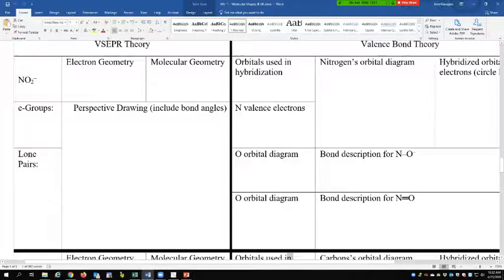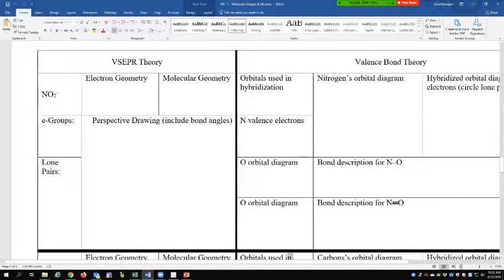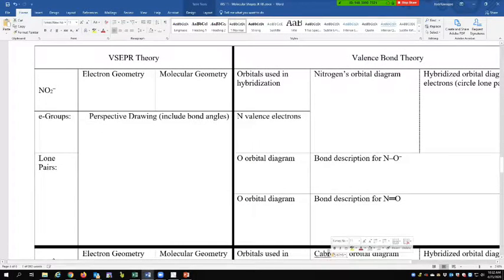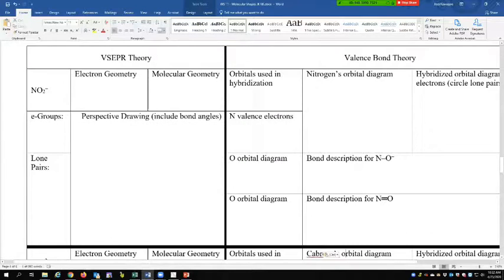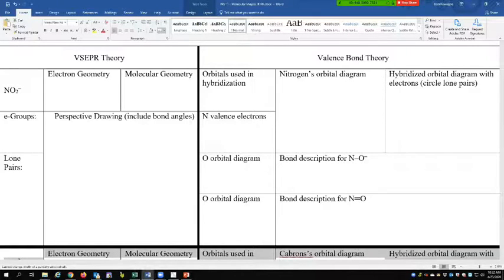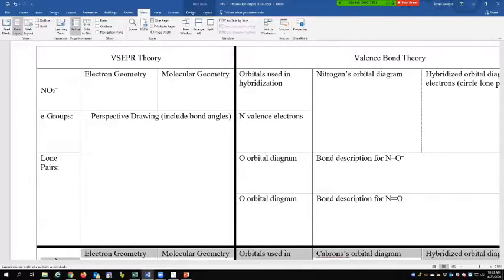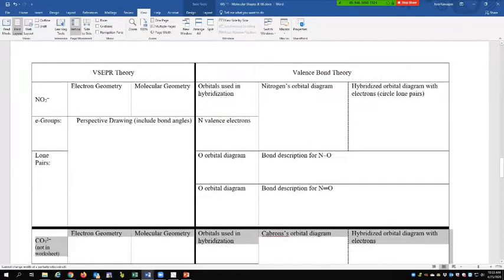Why is it not showing me this whole thing? My computer is just not cooperating here. There we go. Okay.